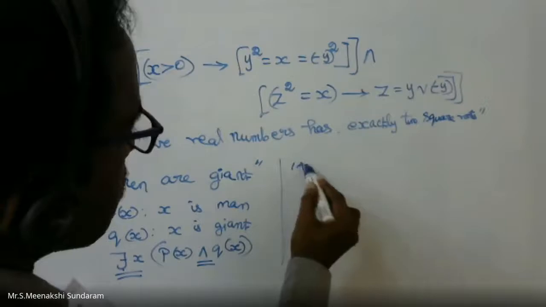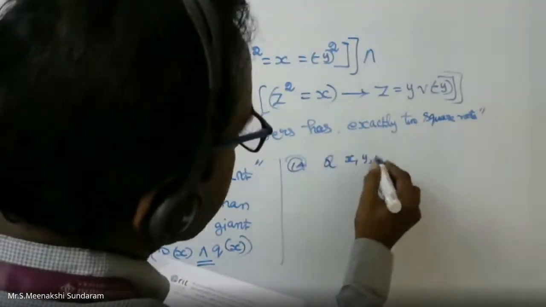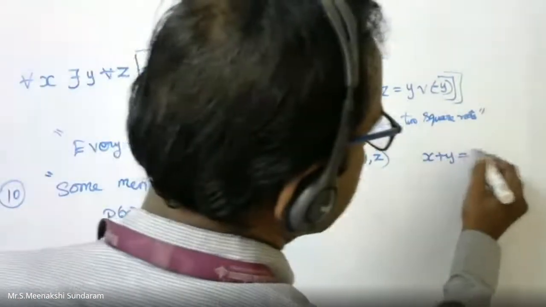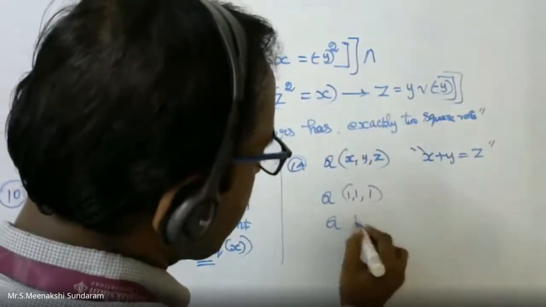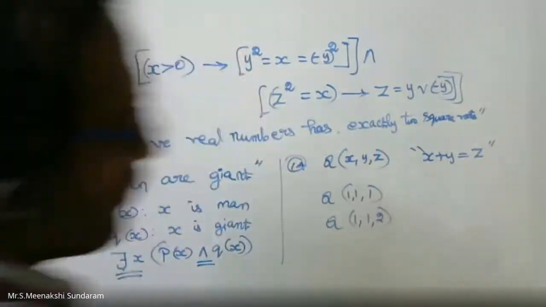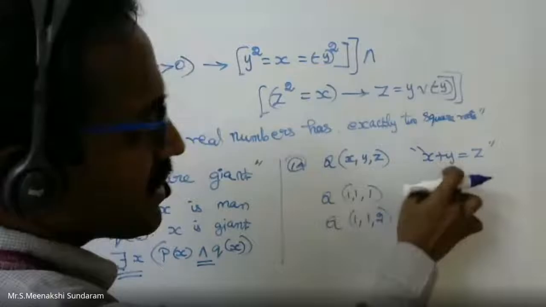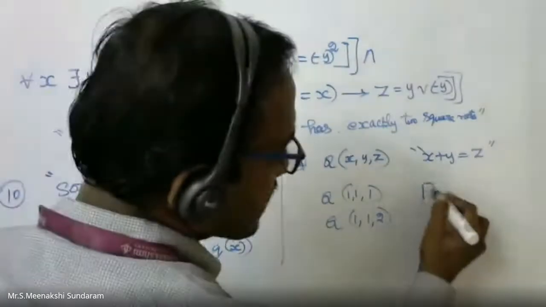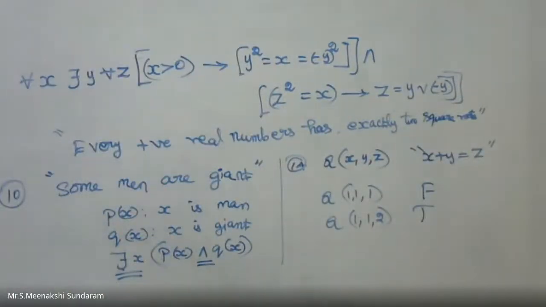14th one. I'd like to stop here, time is short. 14th one is Q of x, y, z, which is nothing but x plus y equal to z. That is a statement. What is the truth value of Q of 1, 1, 1 and Q of 1, 1, 2? With x equal to 1, y equal to 1, z equal to 1, is 1 plus 1 equal to 1 possible? No sir, that is false. 1 plus 1 equal to 2 is true. So for the 14th one, the first case is false and the second case is true.